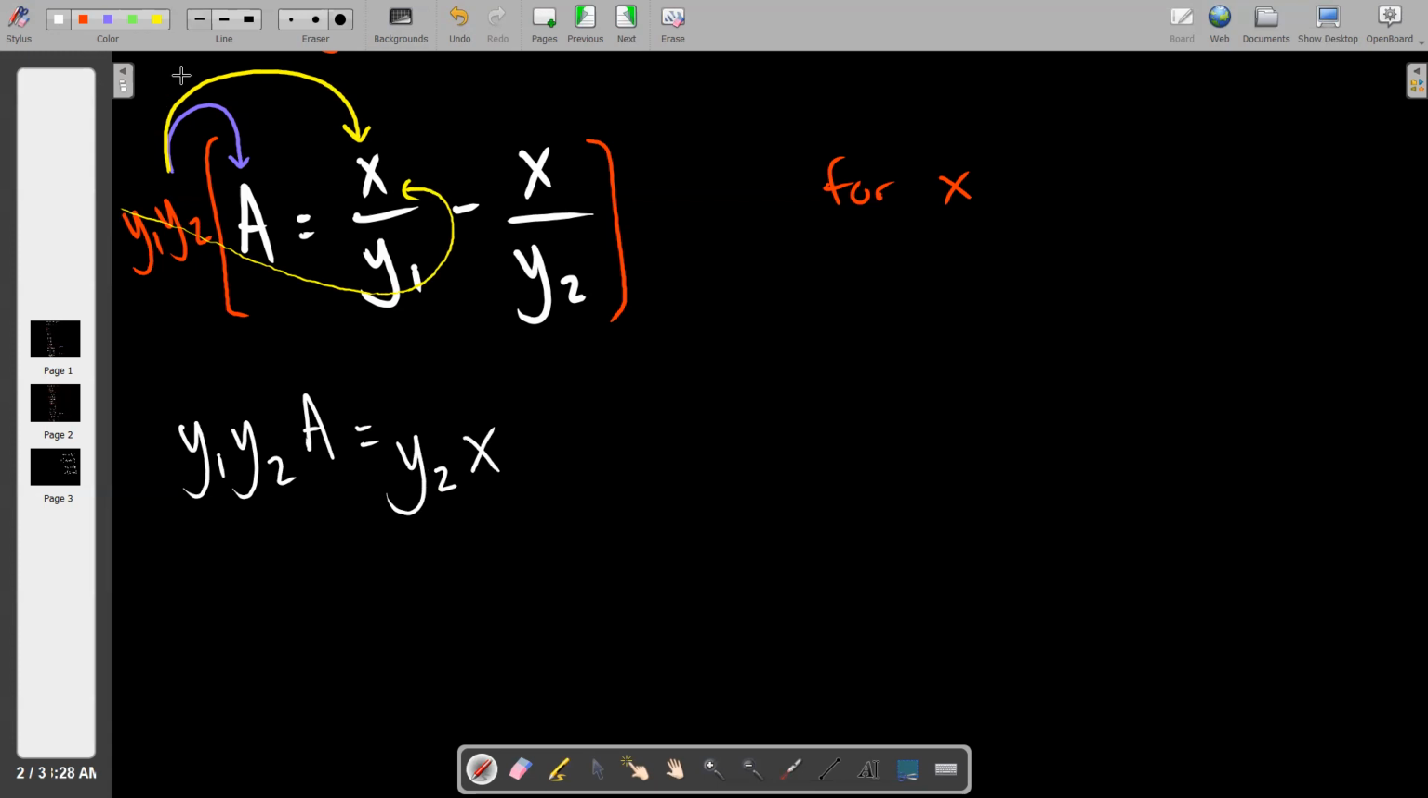Excellent. And finally, let's go green arrow all the way across. Follow the green hook arrow. When the hook comes down, who cancels? Leaving us with, so minus y1x. Make sure you bring your minus sign down and then bring down all the stuff.